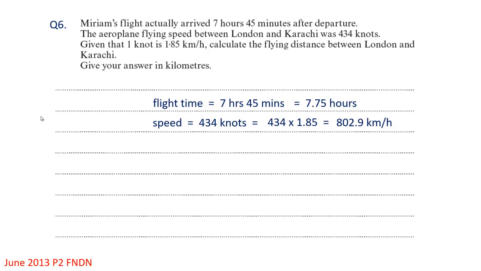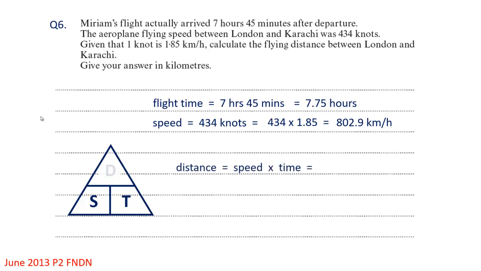Alright, how do you get on then? So let's do our triangle. There it is, DST. And they're in alphabetical order, actually, if you forget which order they go, DST. So we are working out the distance, cover up D for distance, S next to T, speed times time. 7.75 times 802.9, and there it is, 6,222.475 kilometers. Excellent. Let's have a look where the marks come from, and so 3 marks for this question.